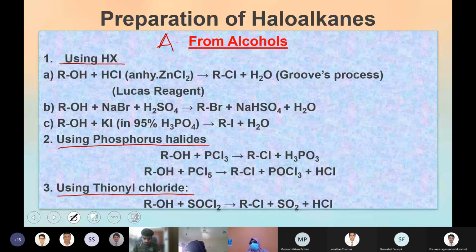What is Lucas reagent? Last year we discussed. Lucas reagent is HCl in presence of anhydrous zinc chloride. So if you treat hydrogen chloride and alcohol, what you will get is alkyl halide, that is the haloalkane. And this particular reaction is Groves process.